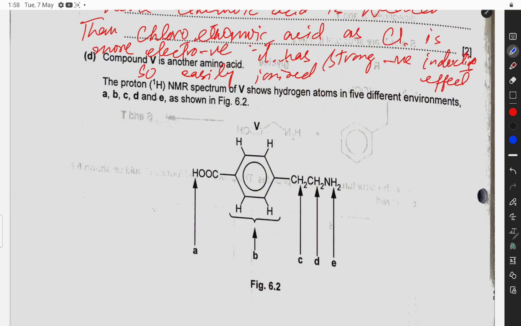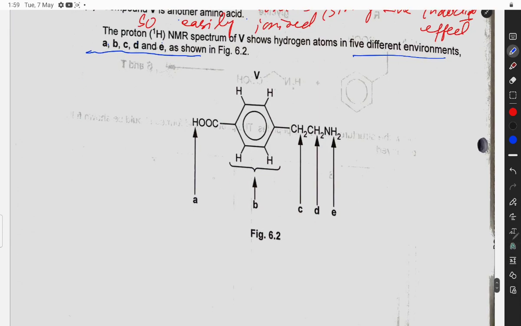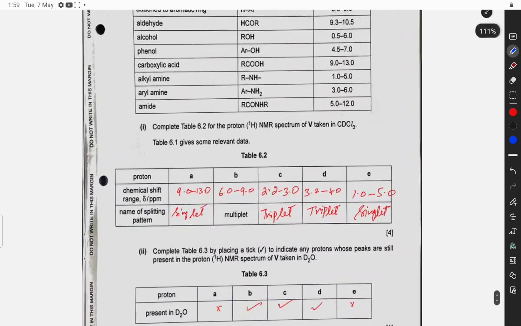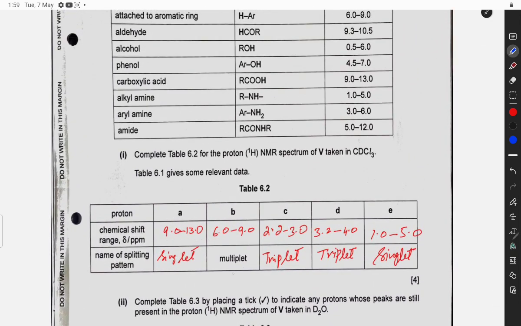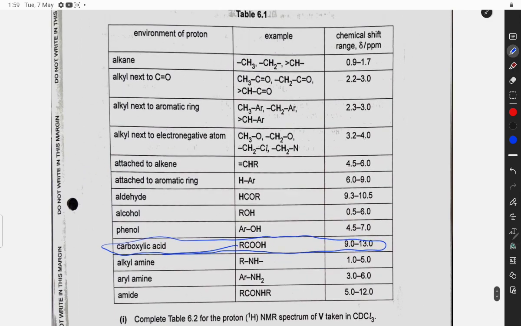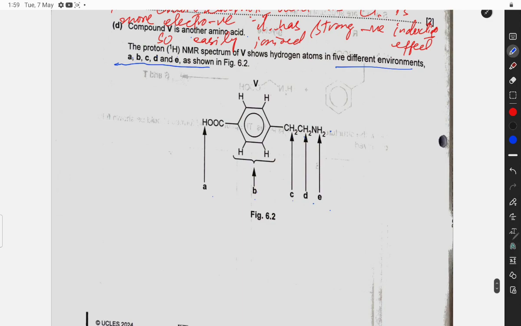The compound V is another amino acid. The proton NMR spectrum of V shows hydrogen atoms in 5 different environments, A, B, C, D and E, as shown in the figure. So A, B, C, D, E. C, D is surrounded by this and surrounded by this, and this is B. Chemical shift 9 to 13. This is RCOH, peak 9 to 13. This is R and this is COH.